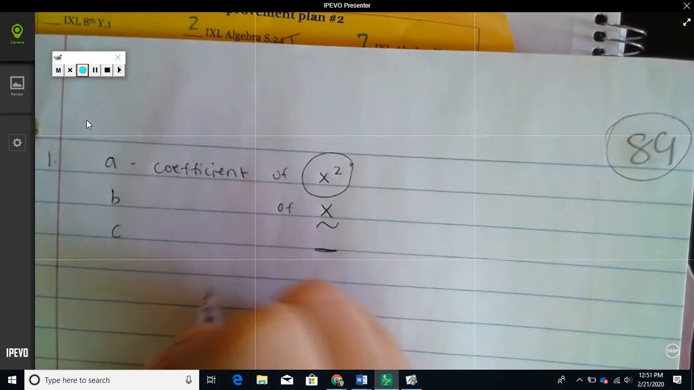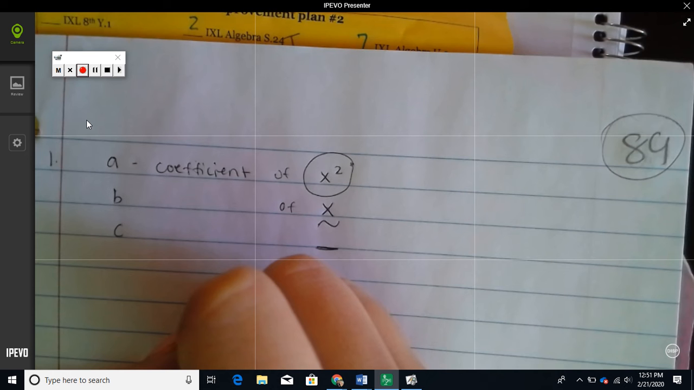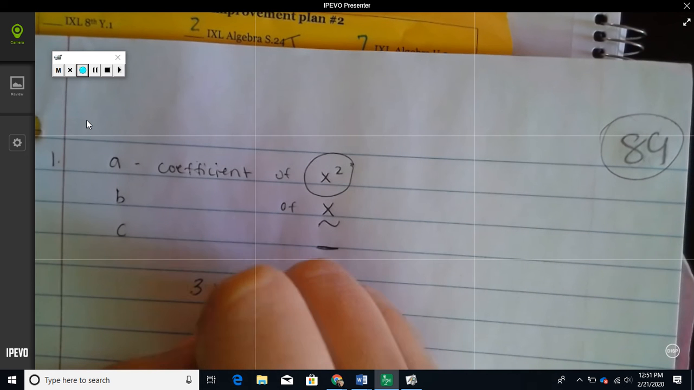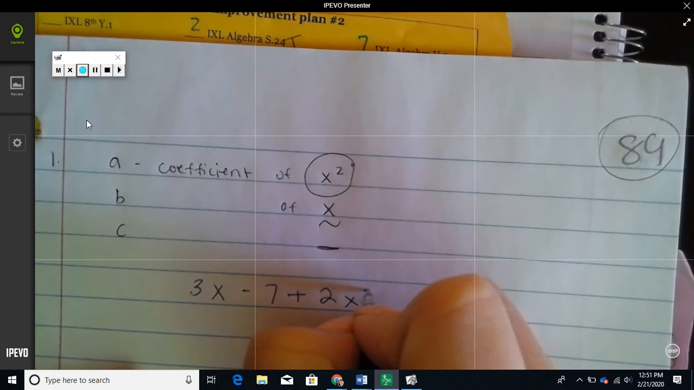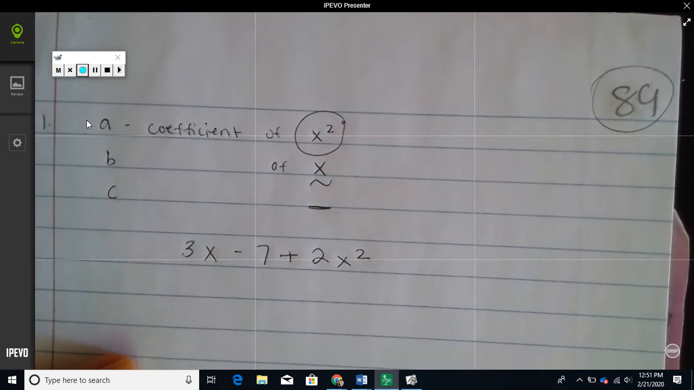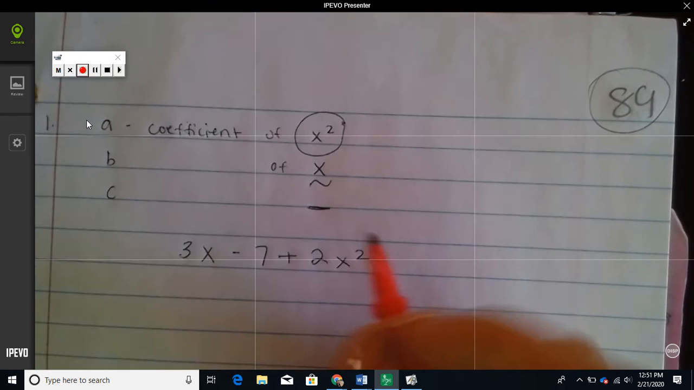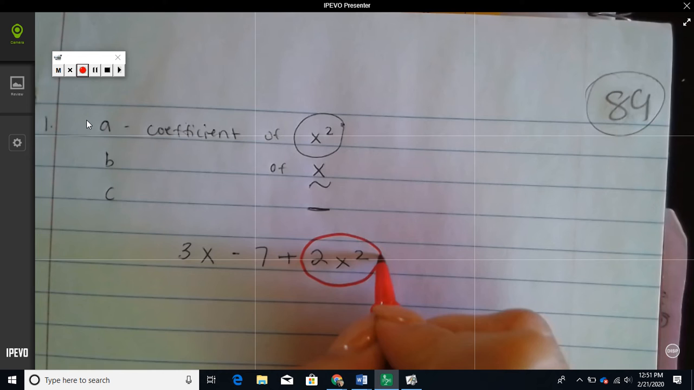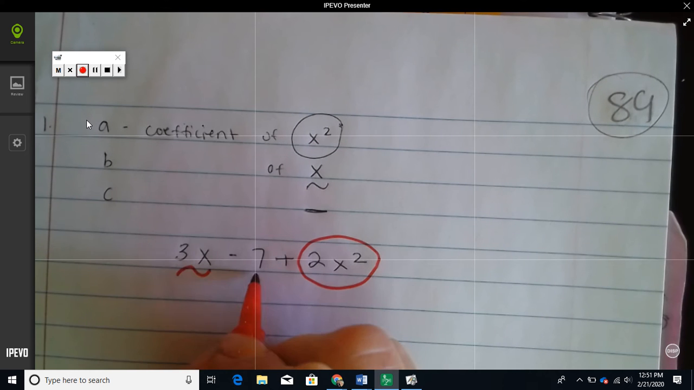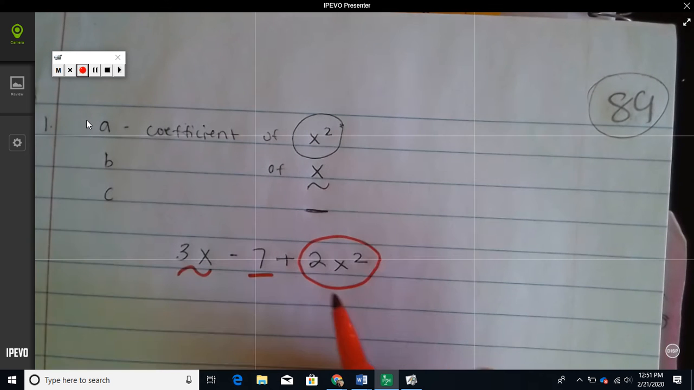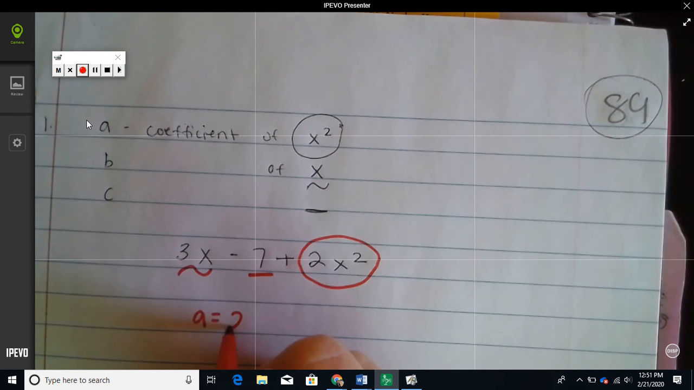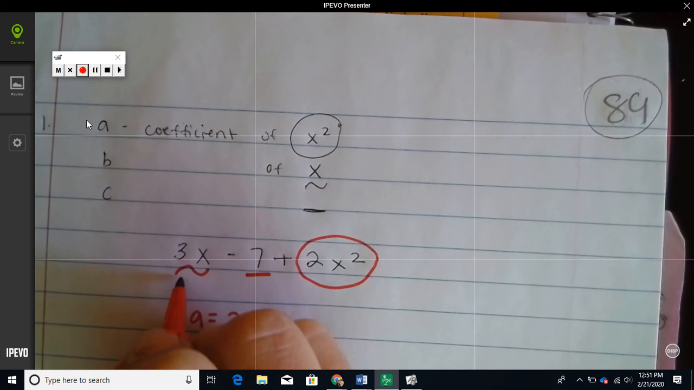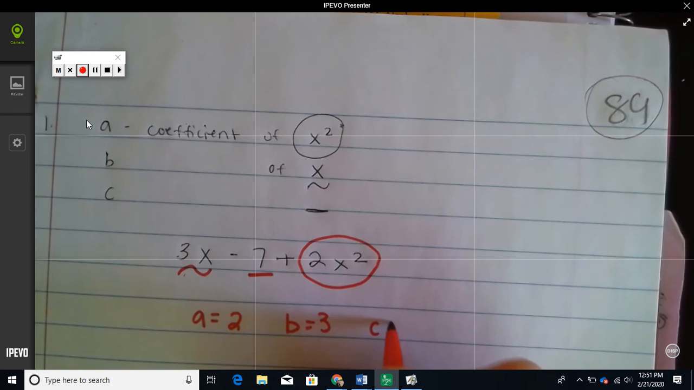So for example, if it looked like this, all right, so first thing I would do is I would circle, squiggly, underline. This has an x squared, so I circle this. This has an x, so I squiggly. This doesn't have any x's, so I underline. So for this problem, my A is the one I circle, that's 2. My B is the one I squiggly, so that's 3. And my C is the one I underline, -7. That's what you have to do.